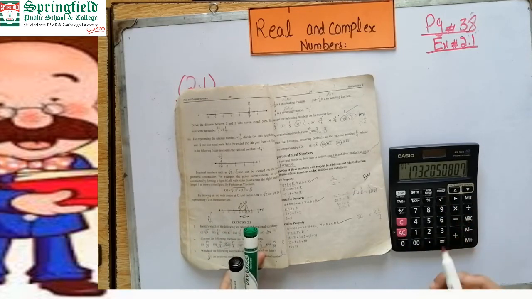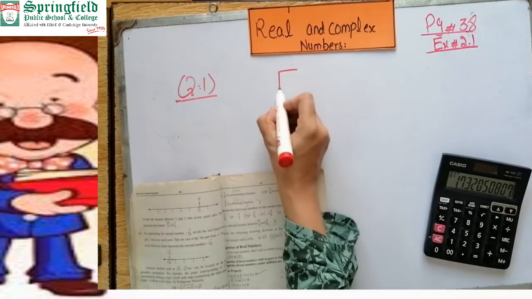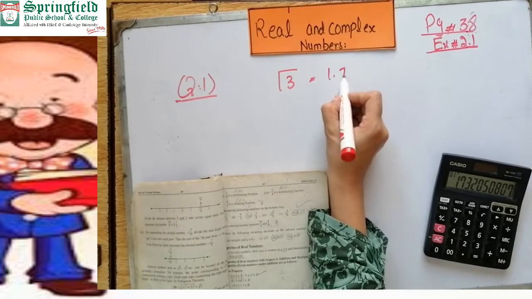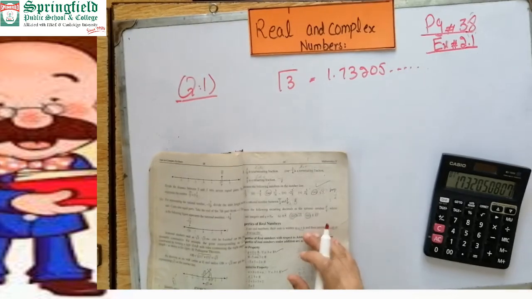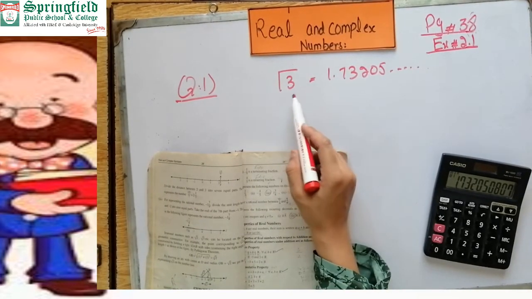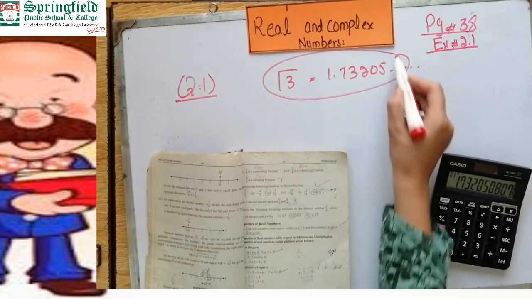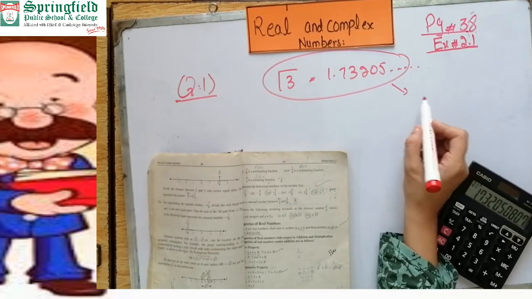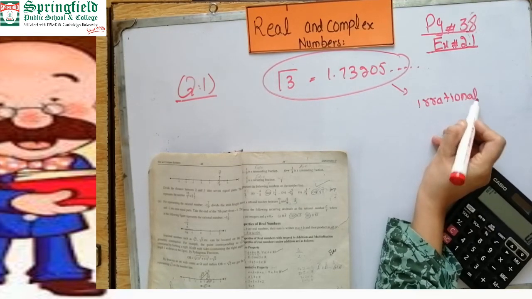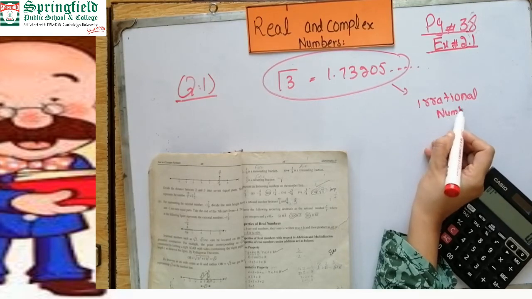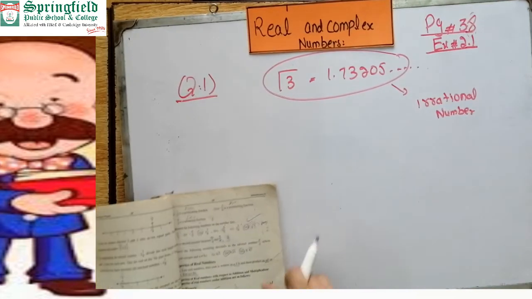So under root 3 is 1.73205 and so on. It means we cannot terminate the value of under root 3. So under root 3 is an irrational number. Understood? Okay, now B, the second part.